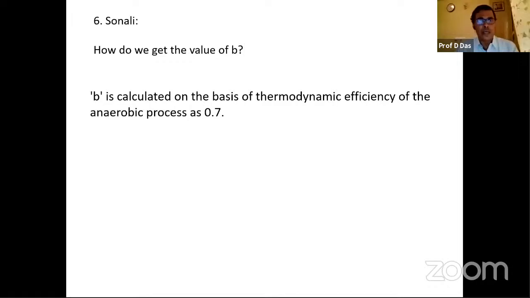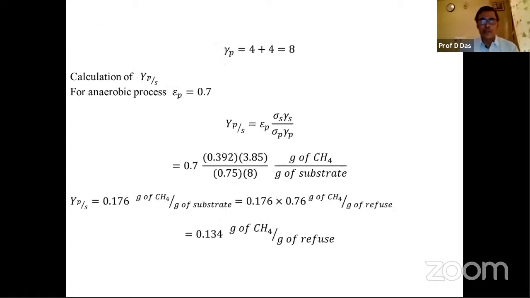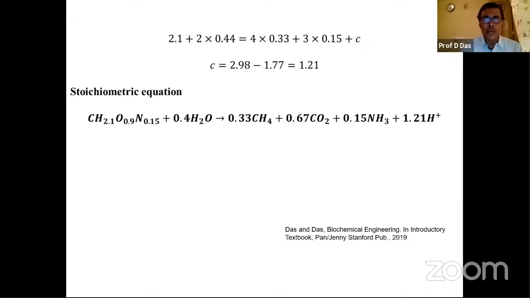This is assumed. Through research and development, they have found that this is the assumption you have to make. For the anaerobic process, this is 0.7, and for the aerobic process it is 0.5 to 0.6. On the basis of that, we find out the validity of the experiment, which I discussed during our presentation. I hope you understand that.